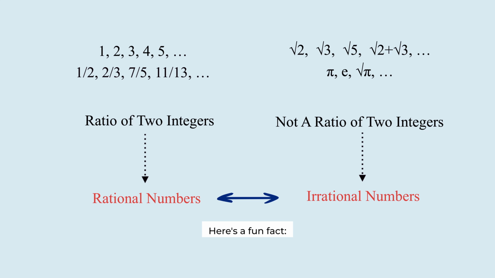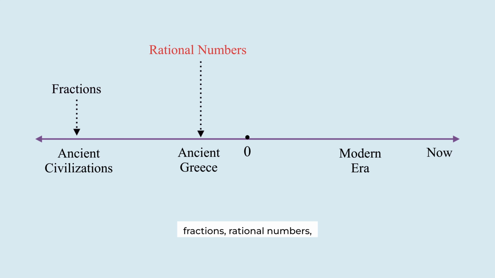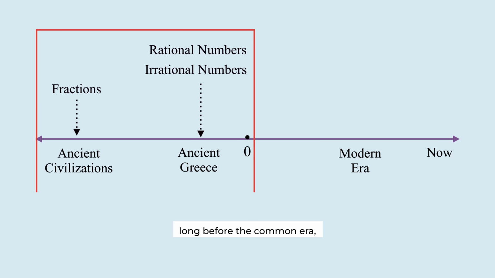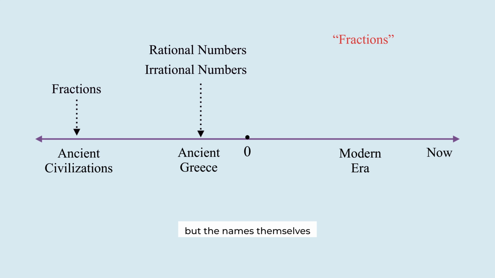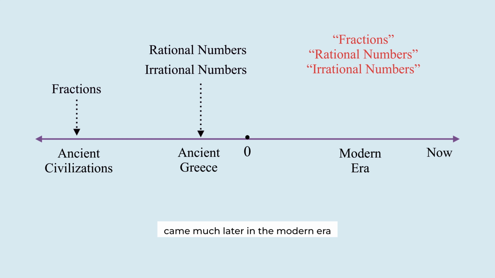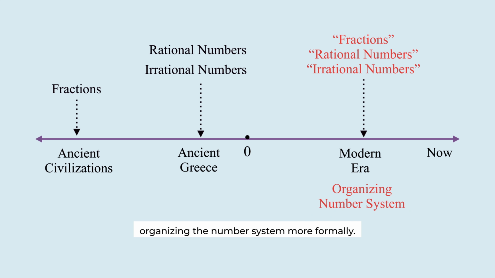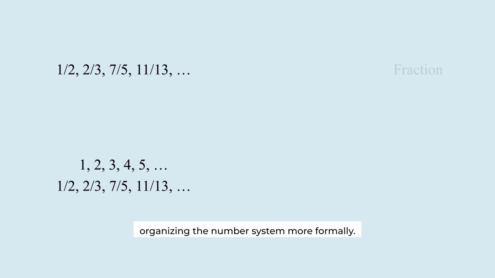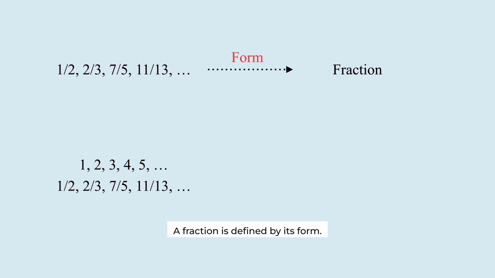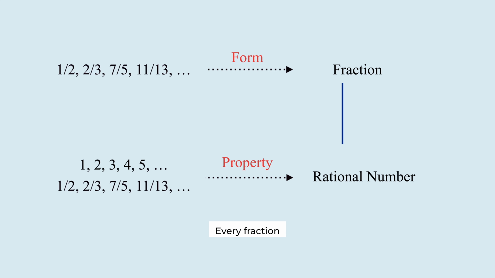Here's a fun fact. Fractions, rational numbers, and even irrational numbers were all discovered long before the Common Era. But the names themselves came much later in the modern era, when mathematicians started organizing the number system more formally. A fraction is defined by its form. A rational number is defined by its property. Every fraction is a rational number, but not every rational number is a fraction.